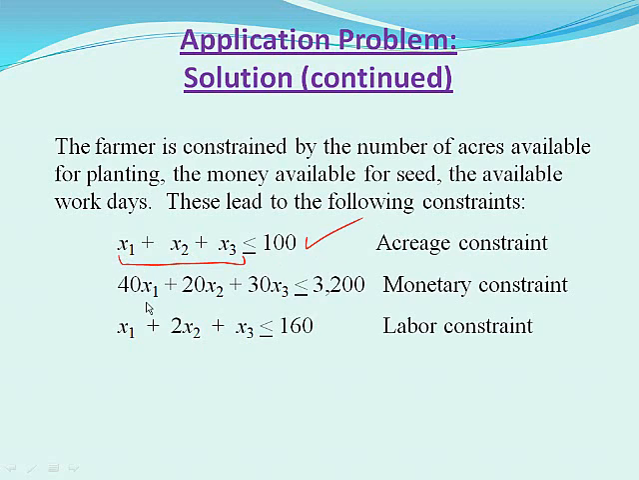Similarly, 40 times x1 plus 20 times x2 plus 30 times x3 calculates the total cost of seed. And we only have $3,200 available, so we can write it as an inequality: 40x1 plus 20x2 plus 30x3 less than or equal to 3,200. We call that the monetary constraint. We only have 160 days of labor available, so converted to an inequality, that will be x1 plus 2x2 plus x3 less than or equal to 160.